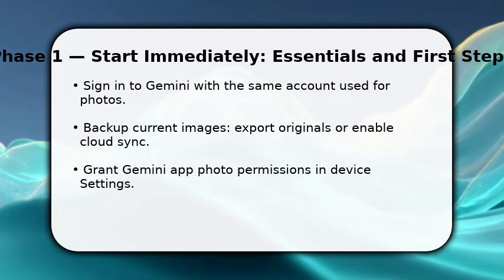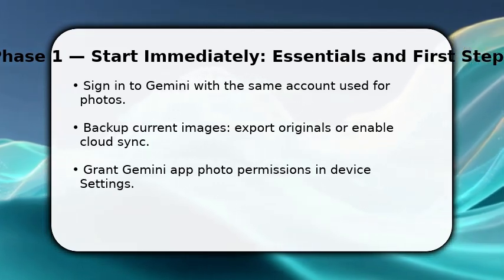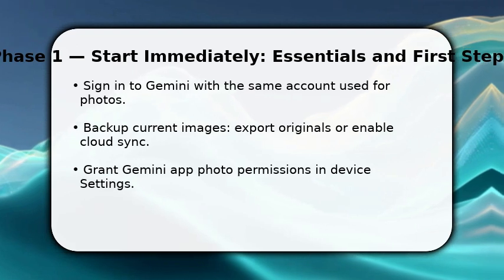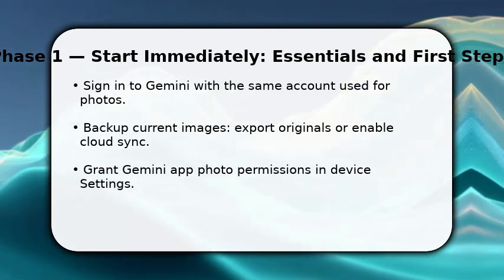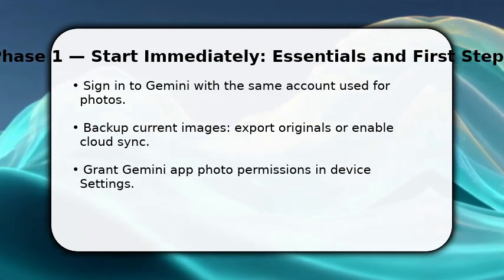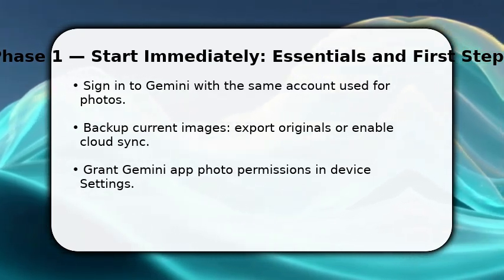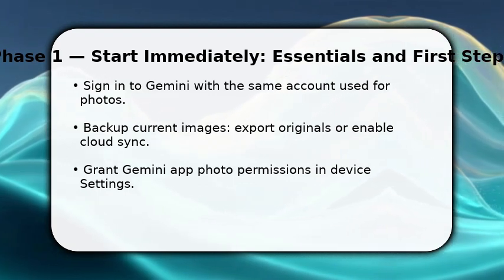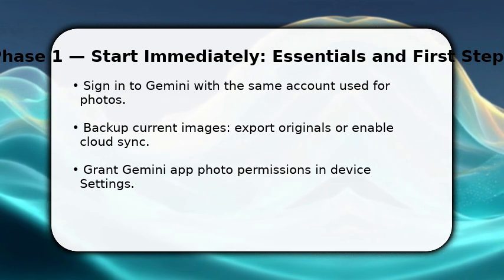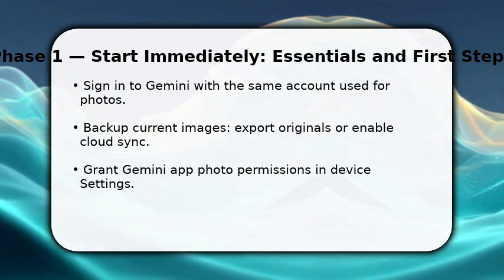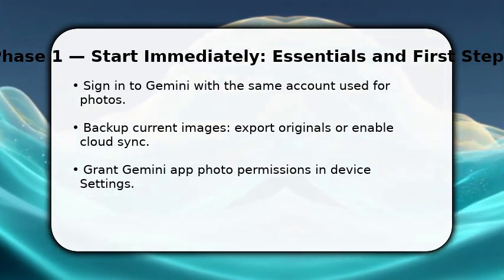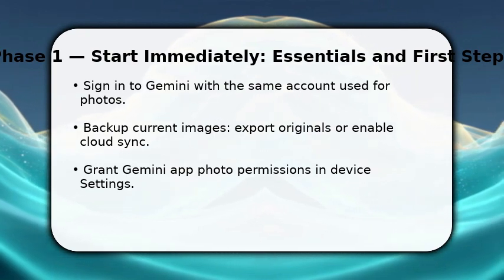You start by confirming access and backups. Make sure you're signed into Gemini with the account that holds your photos. Once done, export or enable Cloud Sync for originals so you can restore if needed. Next, open device settings and grant Gemini explicit photo permissions, read and write, because without them you cannot replace or update images. Now launch Gemini and navigate straight to the photo collection you intend to change. This first step prevents permission errors later.